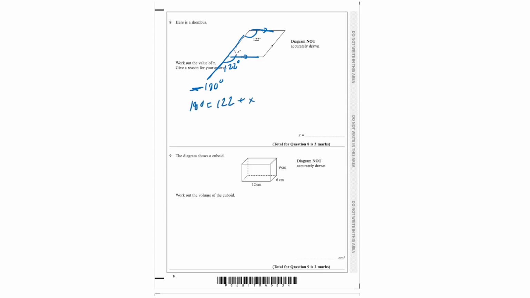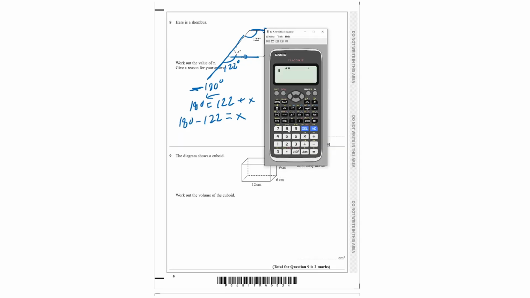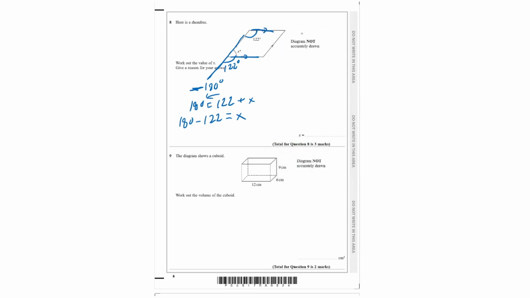We can bring 122 to the other side. We have 180 minus 122 is equal to x. We can then use our calculator here. We have 180 minus 122 gives us 58 degrees.